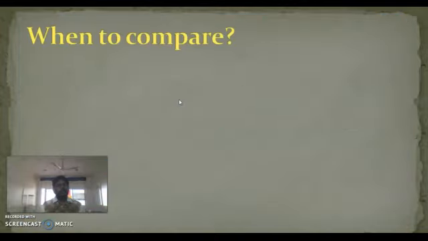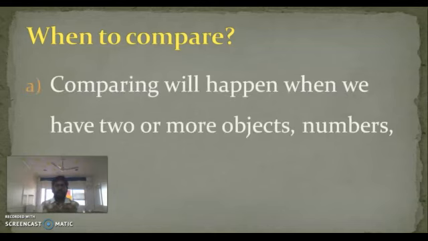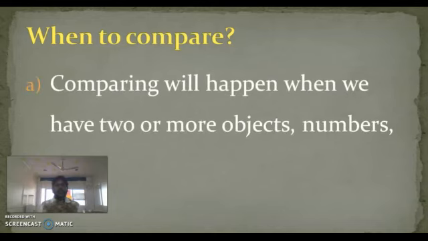When to compare? While studying this topic, you will get a great idea of when to compare numbers. Comparing will happen when we have two or more objects, numbers, etc. This is the simple answer. At least two objects are needed. If you have two objects, two numbers or any two things, then we can easily compare. Now see one example here.